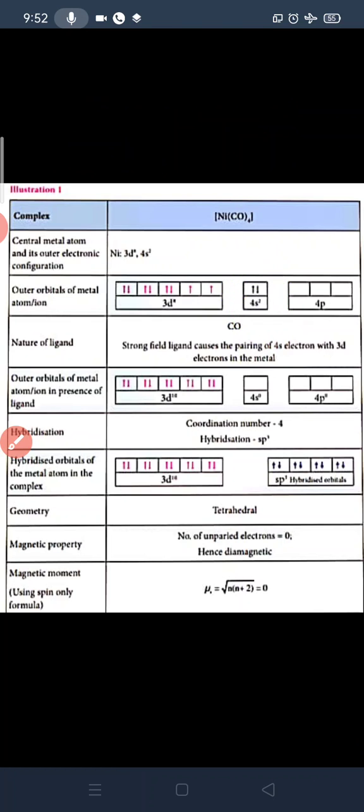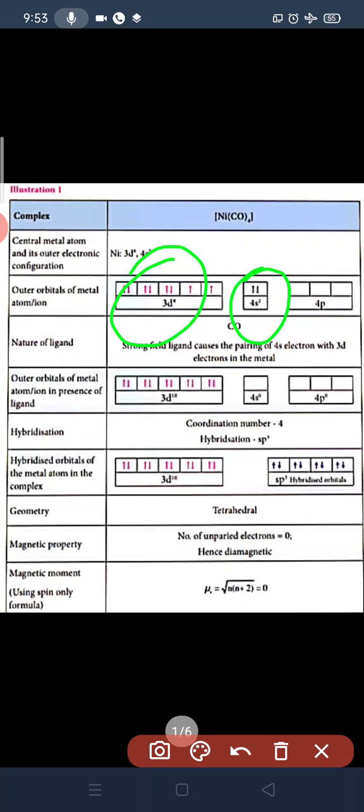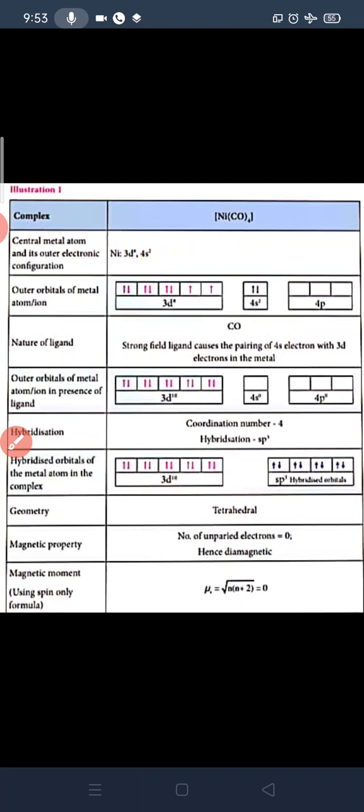Third step is to identify the nature of ligand. You have to identify whether it is a strong field ligand or weak field ligand. Basically this carbonyl is a neutral ligand. If a ligand has the tendency to pair the 4s electrons with the 3d electrons, then it is a strong field ligand. If it does not pair, it is a weak field ligand. This carbonyl is a strong field ligand.